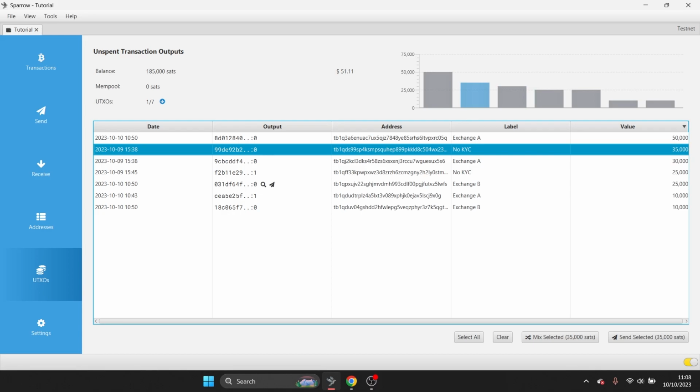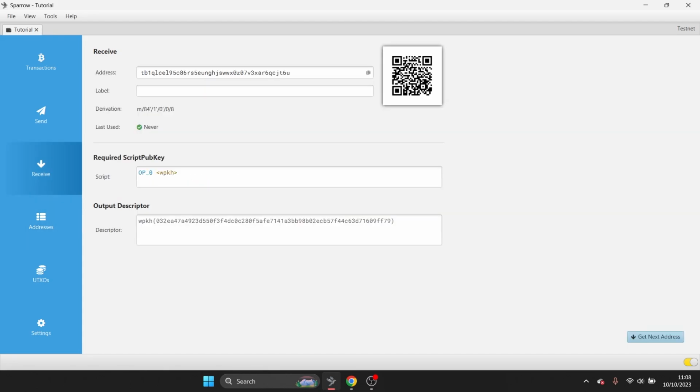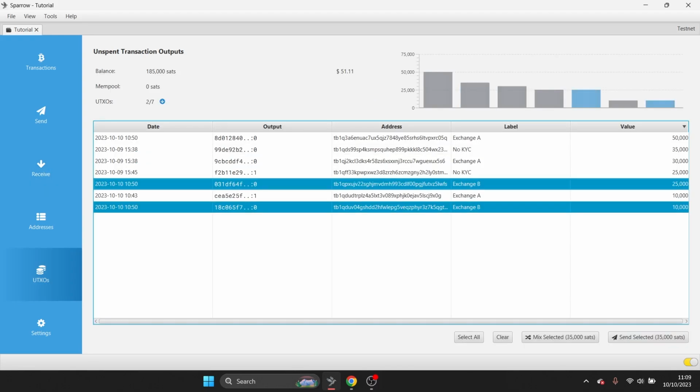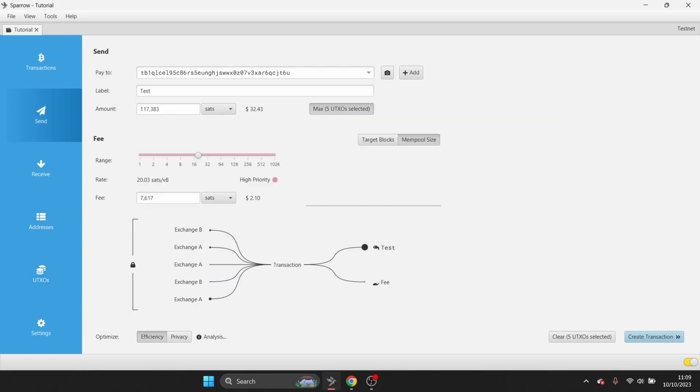The first thing you need to do is to get a new address that you'll be using to consolidate KYC transactions. I'll just label it as Consolidate KYC. And just select all the KYC UTXOs and click on Send Selected. Now I'm just going to paste my address that I just copied.